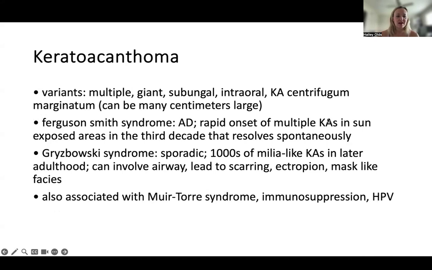So there's some different variants and it can be associated with certain syndromes. Ferguson-Smith and Grzybowski are the two main ones. With Ferguson-Smith, you get rapid onset of multiple KAs in sun-exposed areas, versus Grzybowski, where you get hundreds of milia-like KAs in adulthood. And you can get scarring, ectropia, and things like that. They're also associated with immunosuppression, HPV, and Muir-Torre syndrome. And specifically with immunosuppression, you can get it with BRAF inhibitors and some of the other kinase inhibitors.